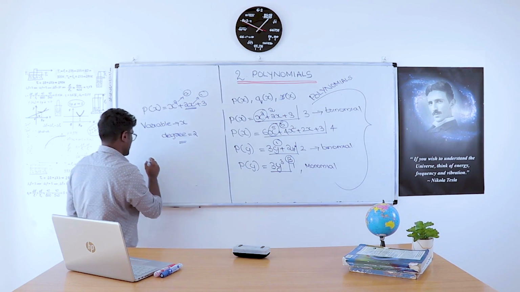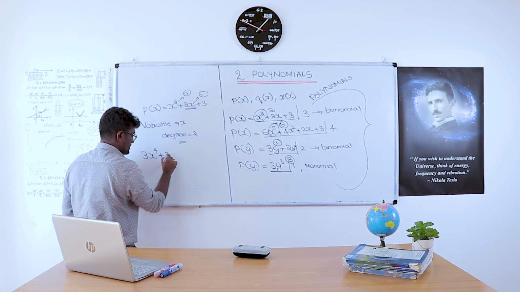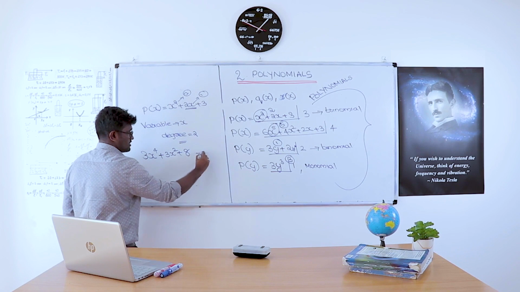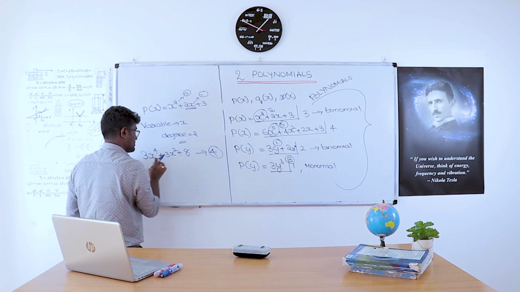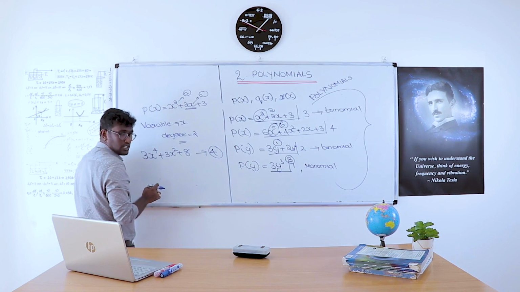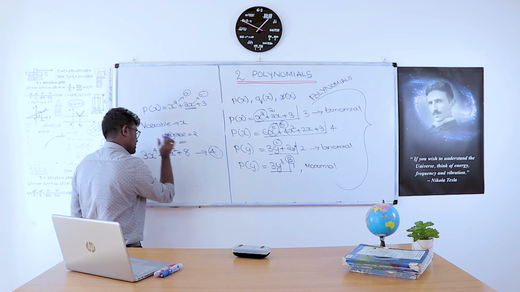How will you find the degree from 3x raised to 4 plus 3x square plus 8? The degree is 4 because the highest power of the variable is 4. Here 2, here 1, 2, here the power is 4. Therefore, the highest power is considered as the degree. So, the degree of the polynomial is 4.